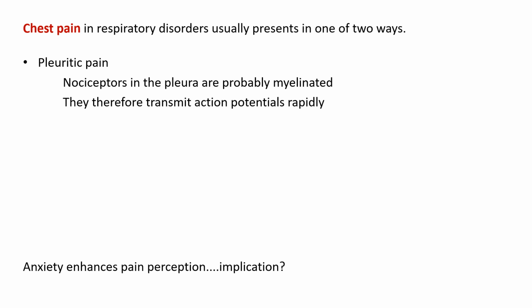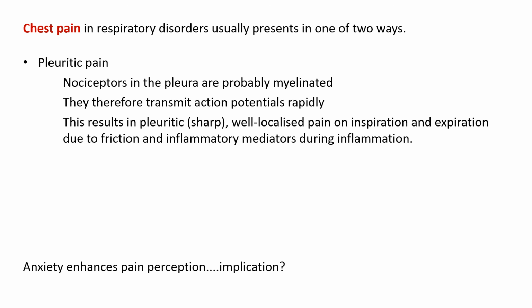So therefore we're assuming we've got a fast transmission of the action potential, conduction is rapid. So they transmit action potentials rapidly, so we get a sharp pain, tends to be very well localized, and of course it tends to occur on inspiration and expiration, because what's happening is we've got the two membranes rubbing together. So we've got friction and we've got potentially inflammation around the pleura.